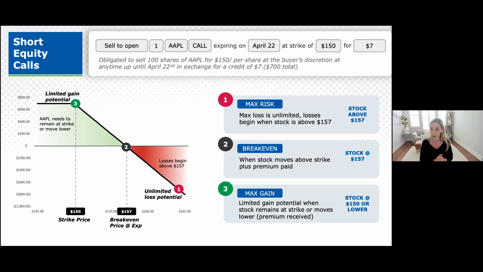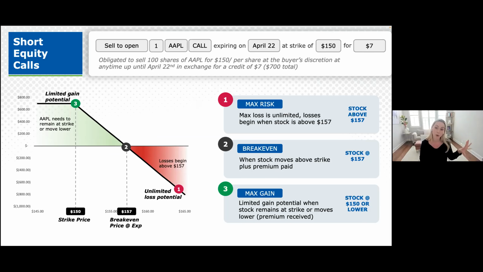So if Apple were to go to 200 per share, they would have to buy it at the market for 200, sell at 150. That's a $50 per share loss. So that's why there's unlimited gain potential for the long option holder. They need to overcome that time factor, that extrinsic value factor. There's limited gain potential for the short equity call holder because they're keeping that premium, but they have unlimited loss potential.